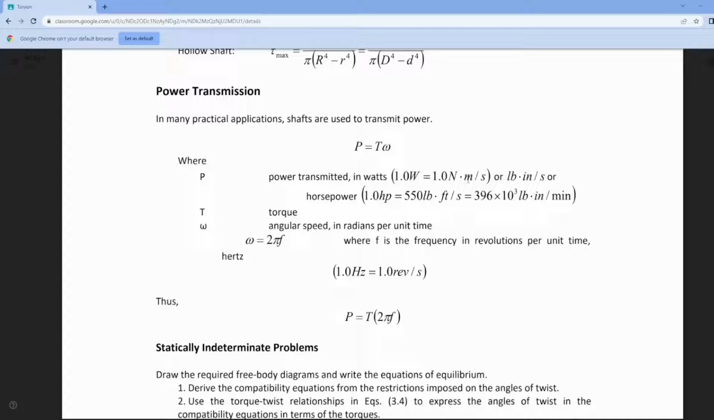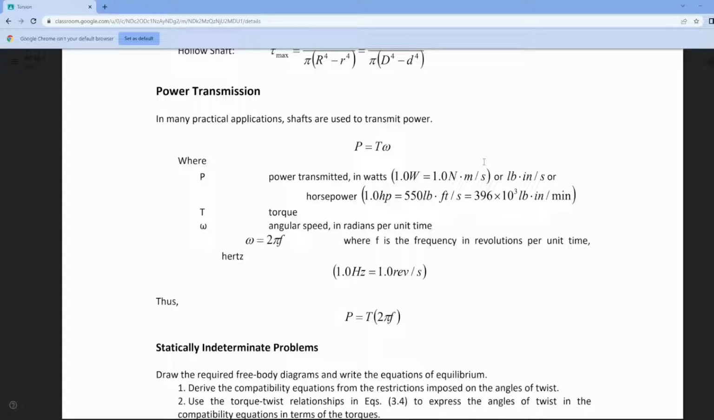It is expressed in watts, wherein 1 watt is equal to 1 Newton meter per second. Or you can also express it in pound-inch per second, or horsepower, wherein 1 horsepower is equal to 550 pound-foot per second, which is also equal to 396,000 pound-inch per minute. Alright, and T is your torque. Omega is your angular speed, expressed in radians per unit time.